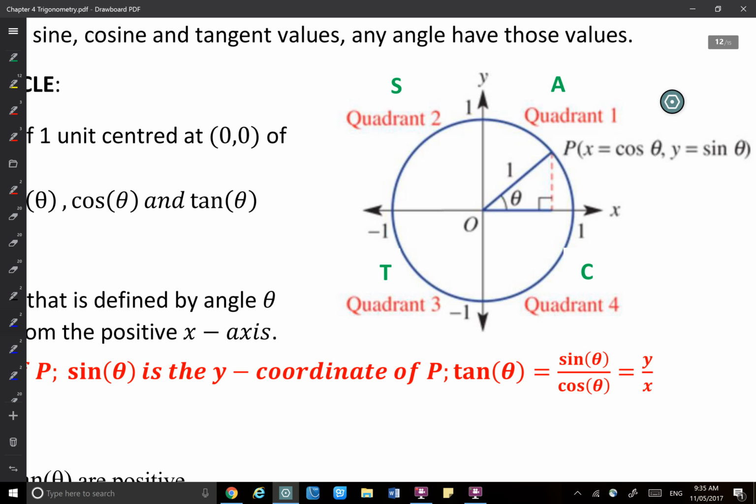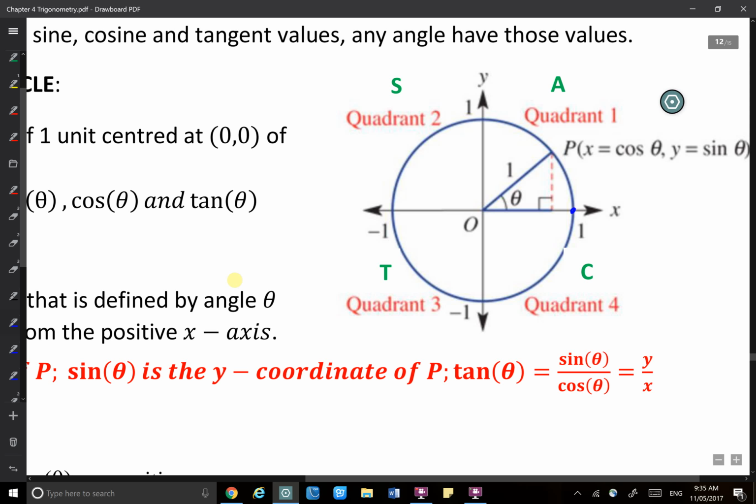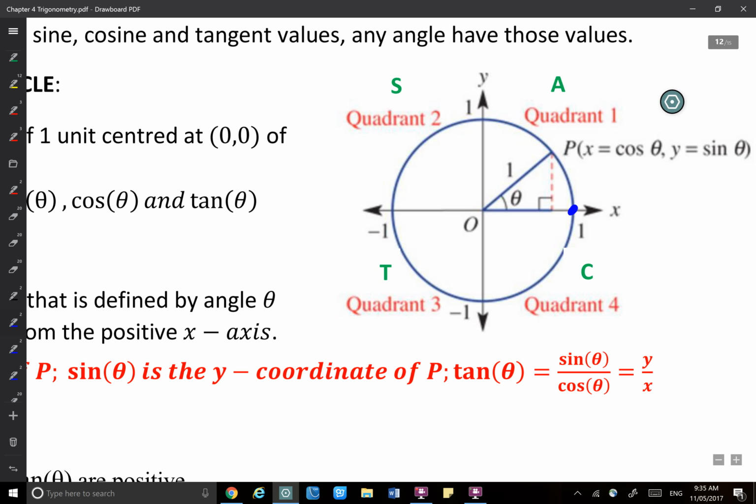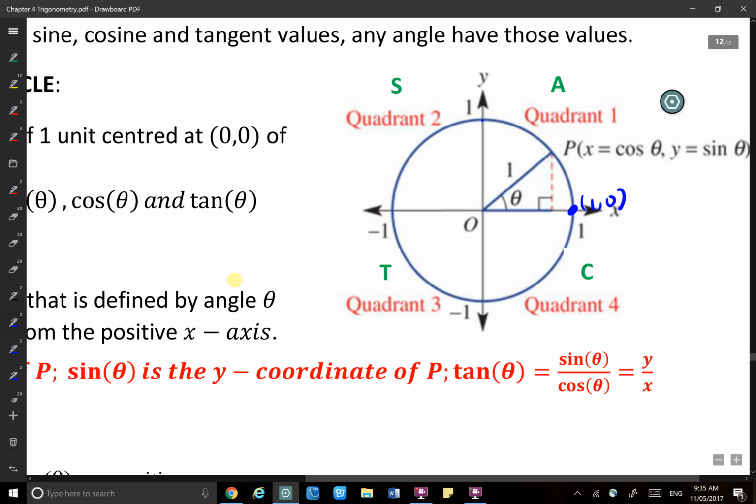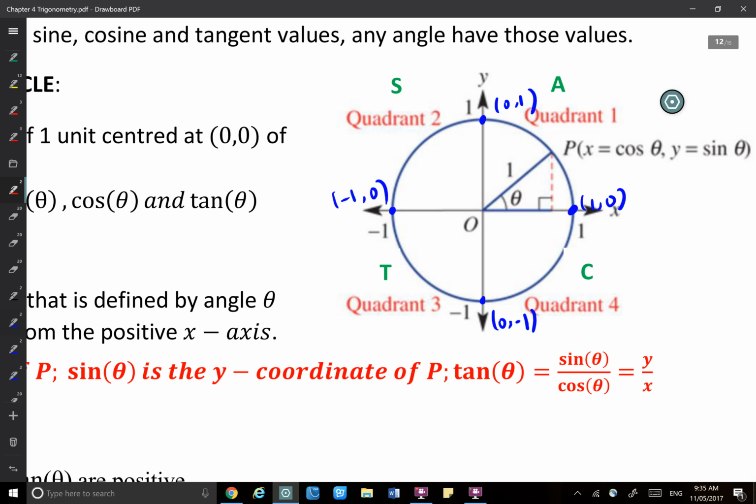So what are the coordinates of this point? 1, 0. What are the coordinates of that point? 0, 1. And for that point? Negative 1, 0. And how about this one? 0, negative 1. What's the length here? 1. All the lengths from the center to the circle are 1. It's a unit circle. We draw a unit circle here.